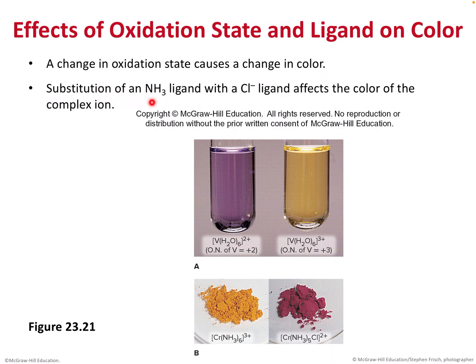Substitution of an ammonia ligand with a chloride ligand affects the color of the complex ion. There are 6 ammonia ligands here, and here 5, exchanging 1 ammonia with chlorine changes the color. Okay, so that concludes our session on coordination compounds.